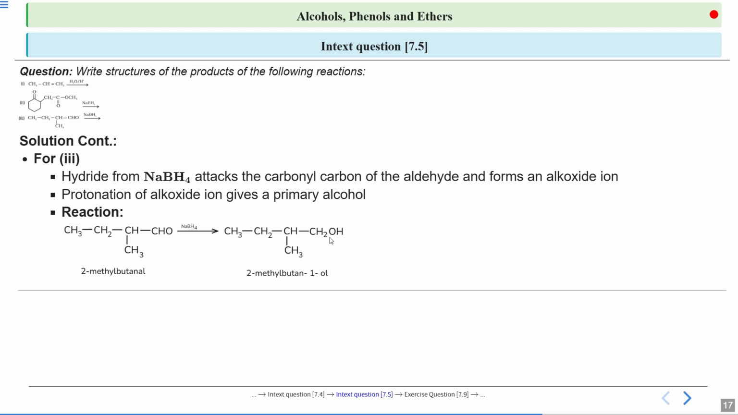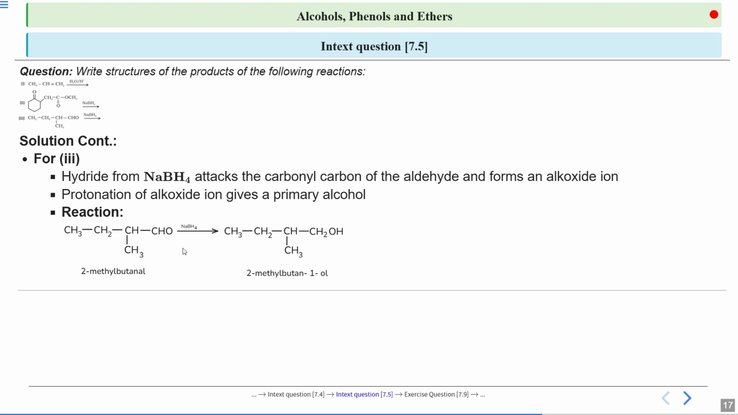We have studied all these methods in preparation of alcohol. So sodium borohydride will give H minus. This H minus will attack on this carbonyl group, that is C double bond O. This carbon has a partial positive charge and oxygen a negative charge. So H minus will attack on this carbon, electron density will shift onto your oxygen and this double bond will break.